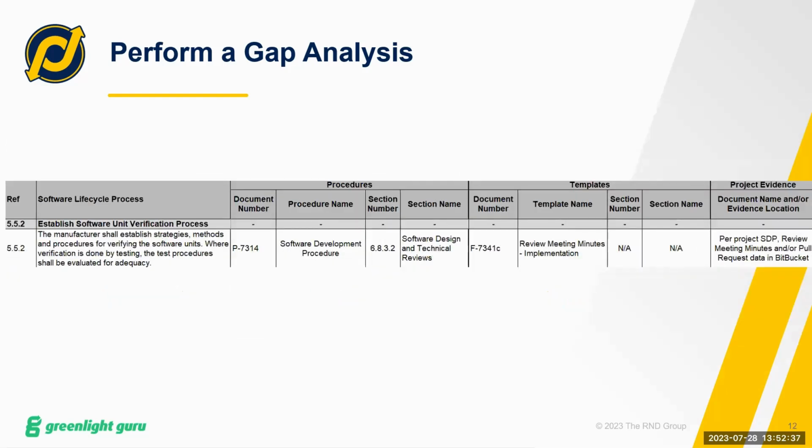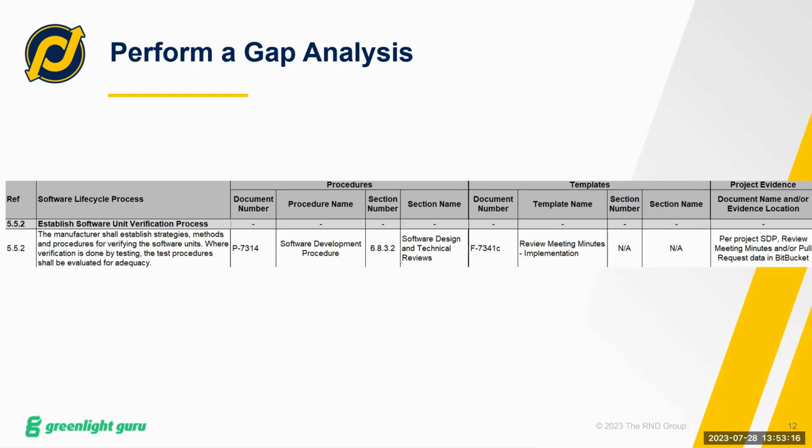Here's another example. This is talking about the unit verification process. Part of what we do for unit verification is that we do code reviews. We have a specific procedure, and you can see we have it called out in our software development procedure to use that procedure. It's in the section software design and technical reviews. And then we have specific meeting minutes that are geared towards code reviews. We have different ones based on what type of work product we are reviewing. So we might have a requirements one, a design, implementation, and so on. And so that's what that template is calling out there.